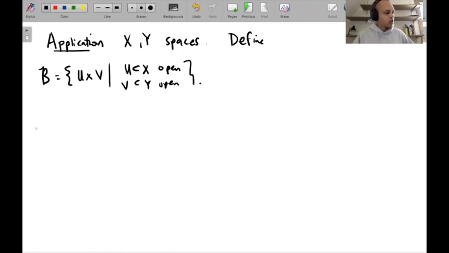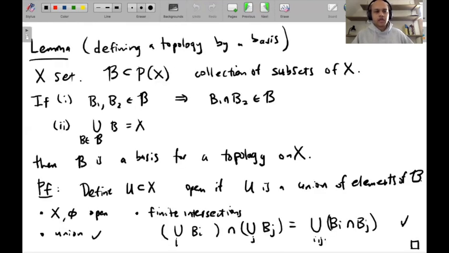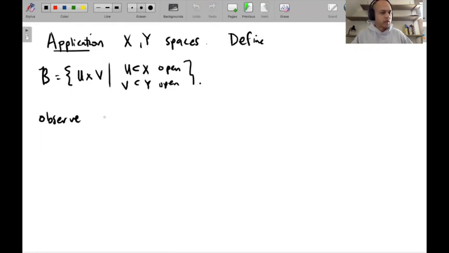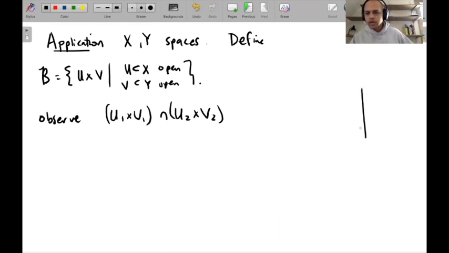So, we want this collection B to satisfy the assumptions of the lemma. So in particular, condition one: if we intersect two of these, then we get an element in B. So observe that if we take U1 cross V1 and intersect this with U2 cross V2, what do we get? Let me draw that over here. So in the case of R2, the picture is like this.